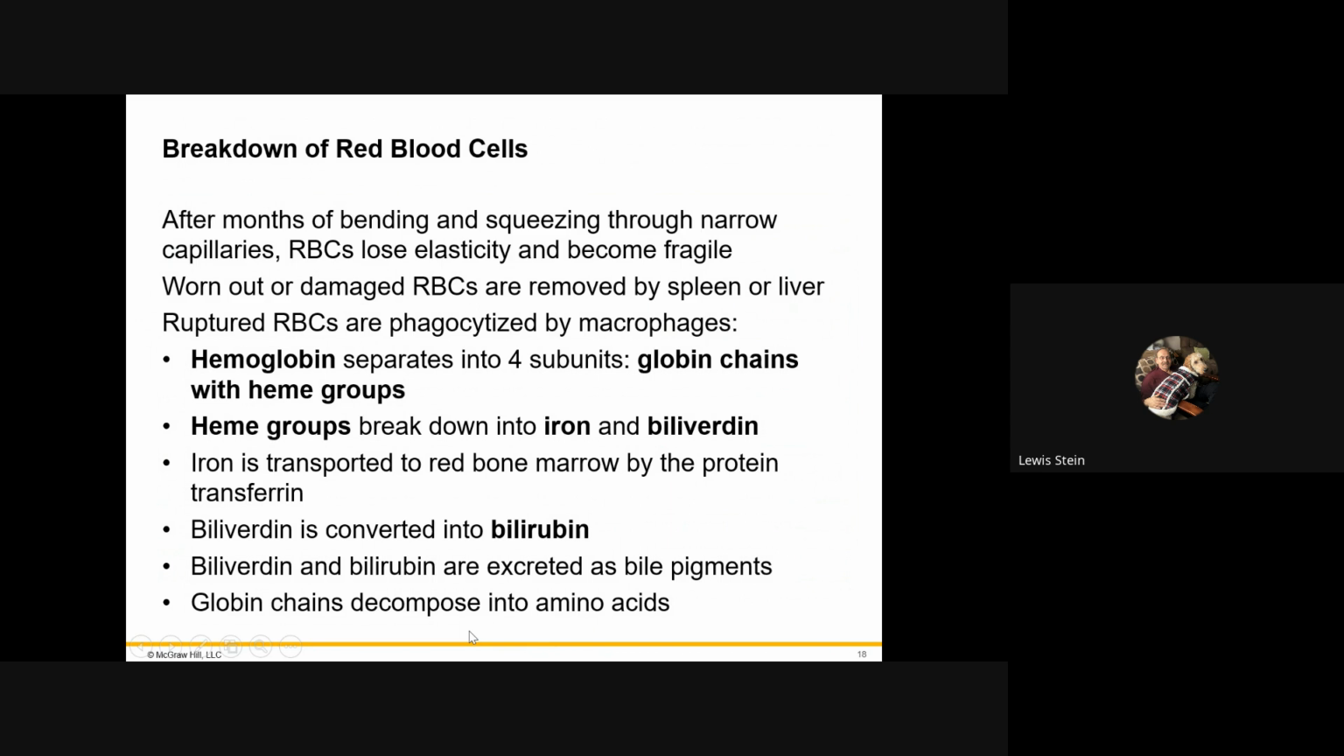And just a quick intro. Globins are proteins. We can reuse those, break them down to amino acids, use them again. Heme groups, we can use the iron, but the heme group is a unique molecule that helps to hold oxygen that's got a base of iron. That we can't recycle. We have to break it down and excrete it. And very famously, it's going to be converted into something called bilirubin, and that can be a problem.